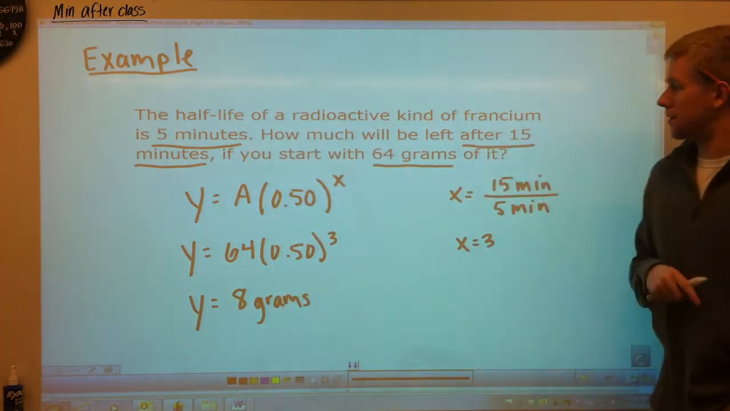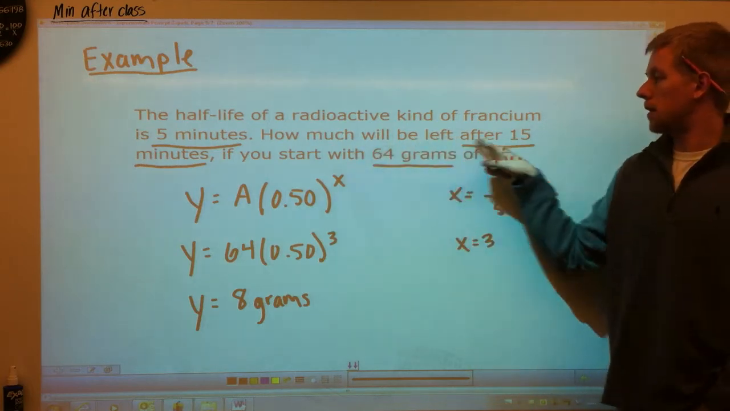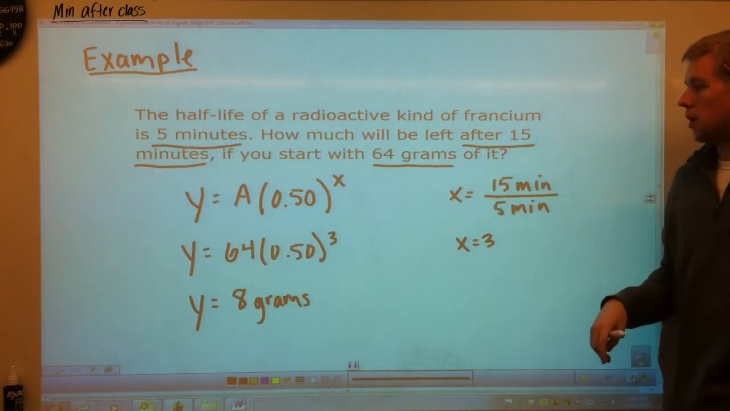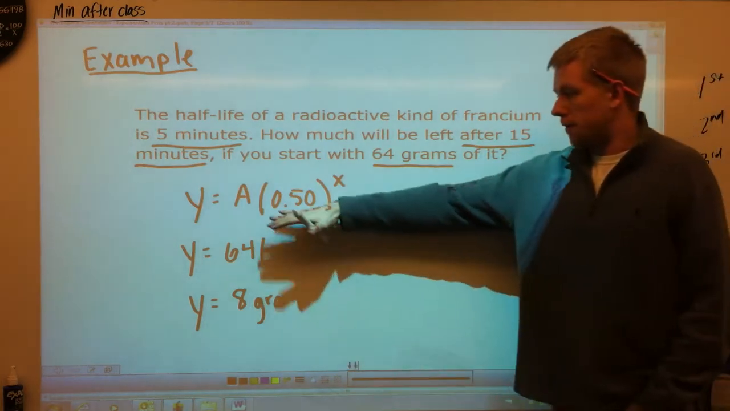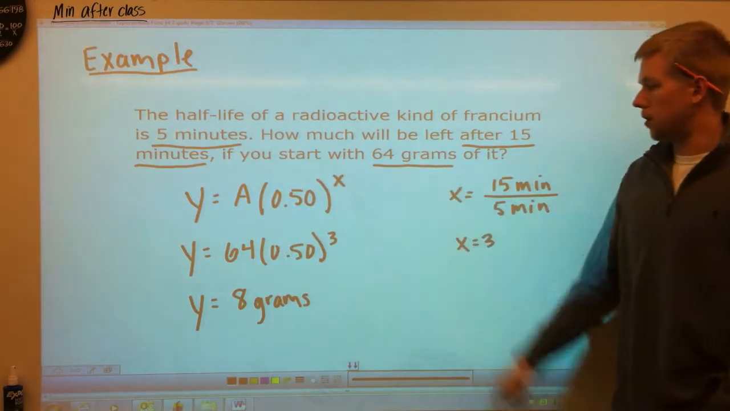I don't know science at all. So that's some type of organism. How much will be left after 15 minutes if you start with 64 grams of it? Okay, so again, here's my function. I annotated the important parts: after 15 minutes, 5 minutes, and 64 grams.